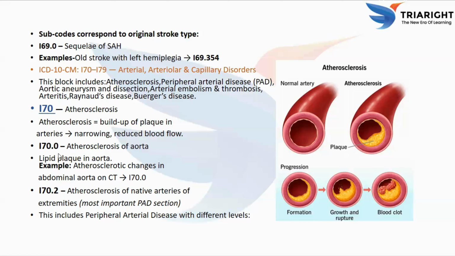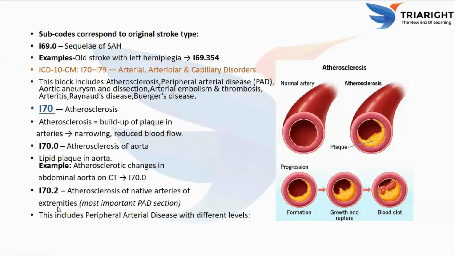So what are the subcodes of arteriosclerosis? I70.0. This is used whenever lipid plaque is present in the aorta. What is the example? Arteriosclerotic changes in the abdominal aorta on CT. You have to assign the code I70.0.